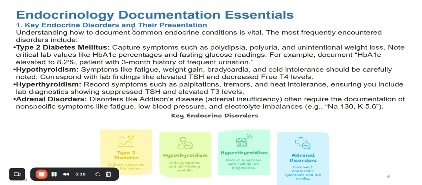Now, key endocrine disorders and their presentation. Understanding how to document common endocrine conditions is vital. The most frequently encountered disorders include type 2 diabetes mellitus, DM. Capture symptoms such as polydipsia, polyuria, and unintentional weight loss. Note critical lab values like HbA1c percentages and fasting glucose readings. For example, document HbA1c elevated to 8.2%, patient with 3-month history of frequent urination.